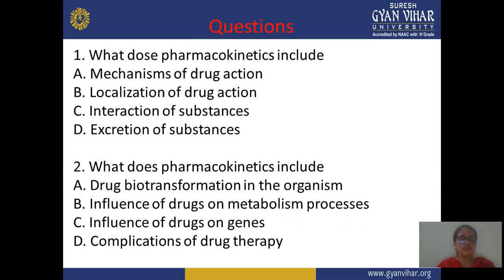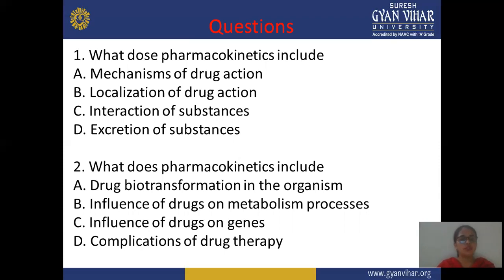We already said in the previous slide that before starting elimination, you should know about pharmacokinetics. What is pharmacokinetics? So in this, you tell what pharmacokinetics includes. Option A is the mechanism of a drug. Option B is localization of a drug. Option C is interaction of a substance, and option D is the extraction of the substance. Out of these options A, B, C, D, select any one correct option.